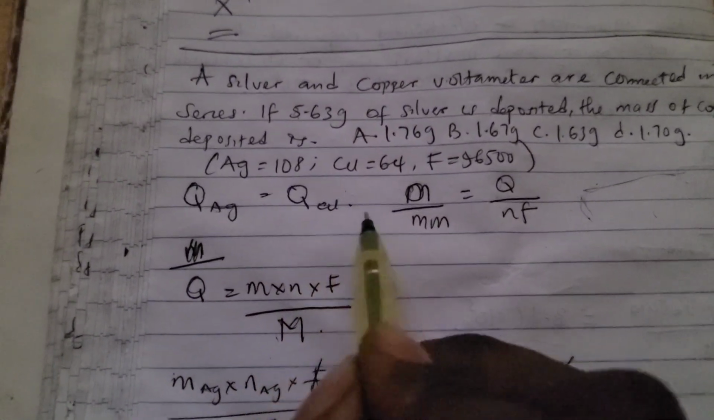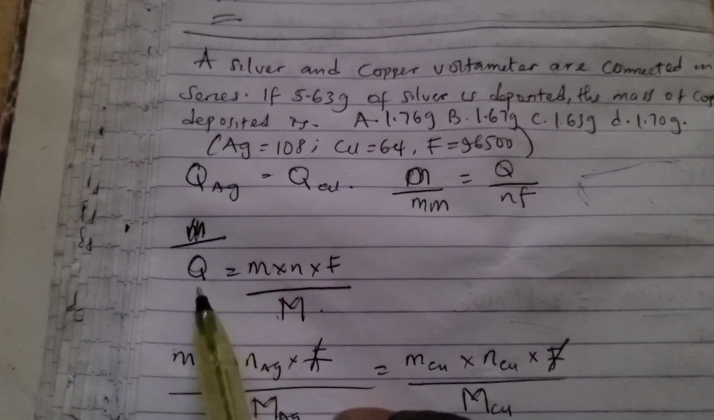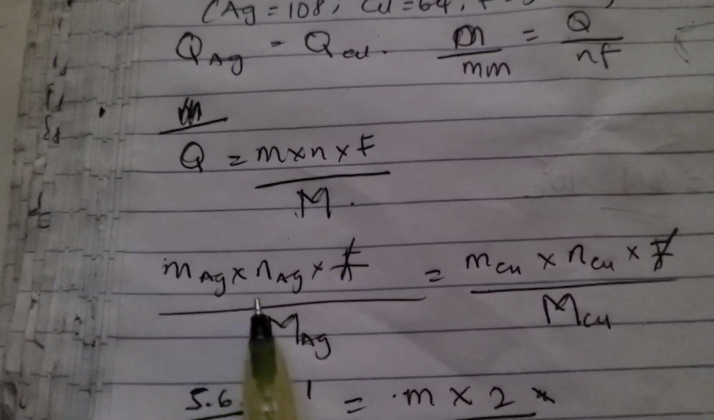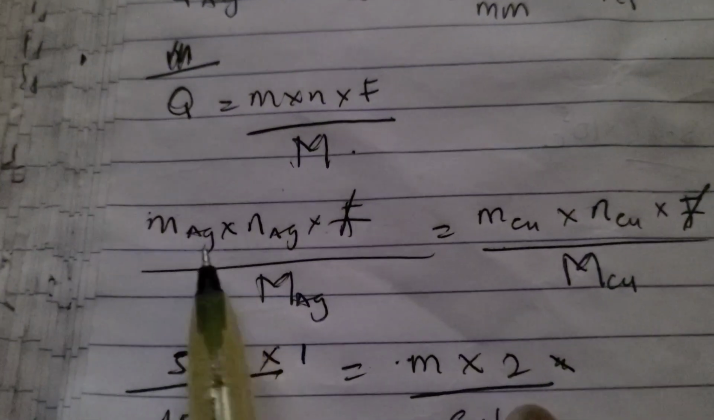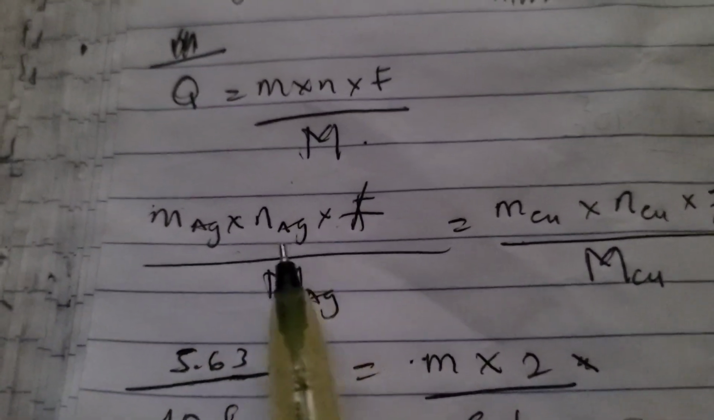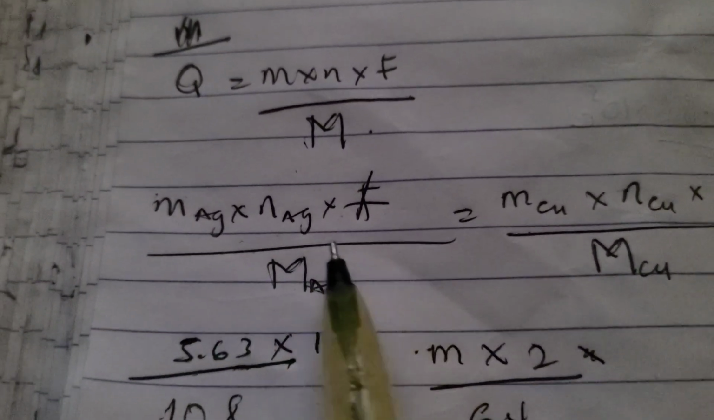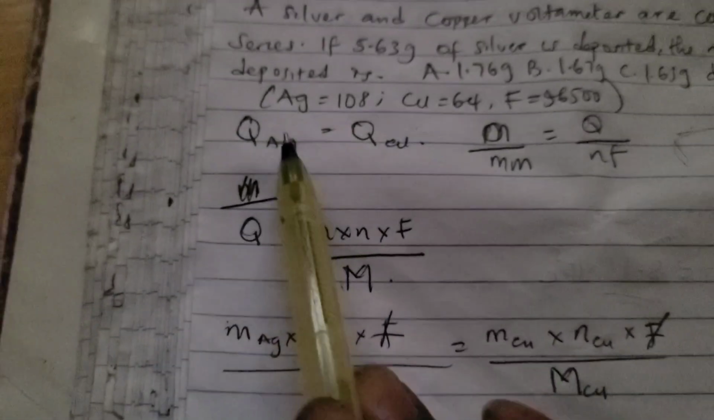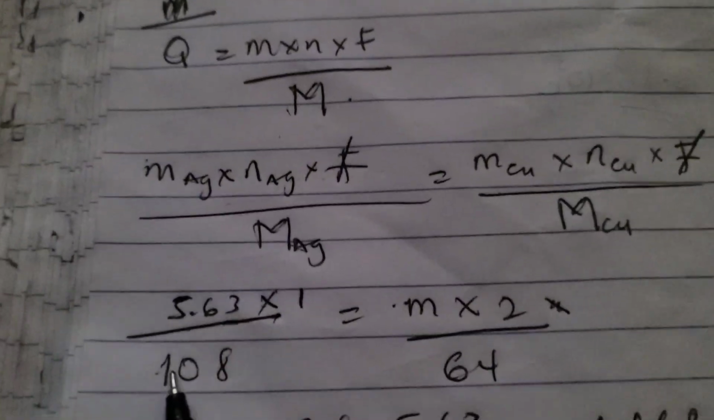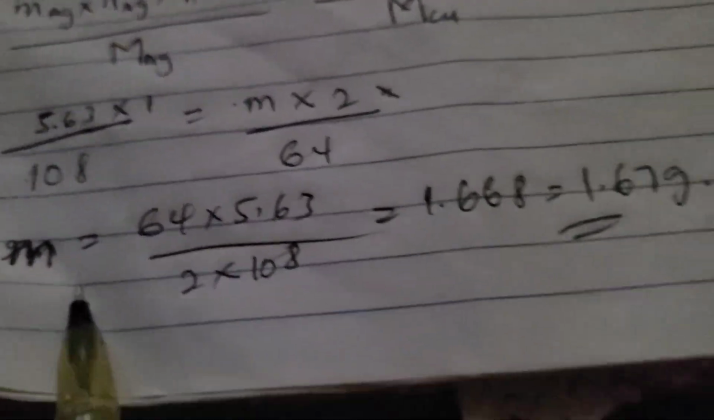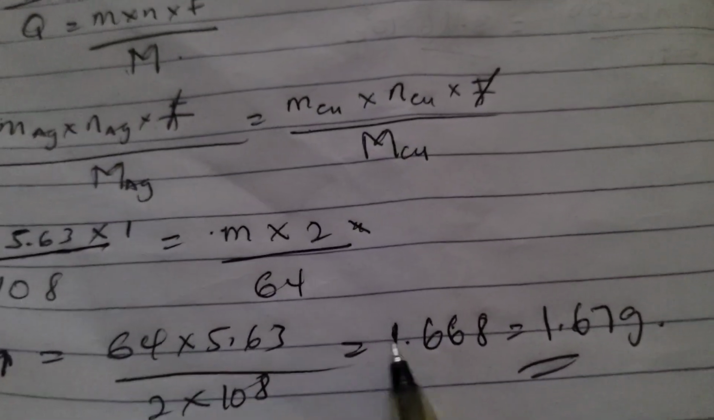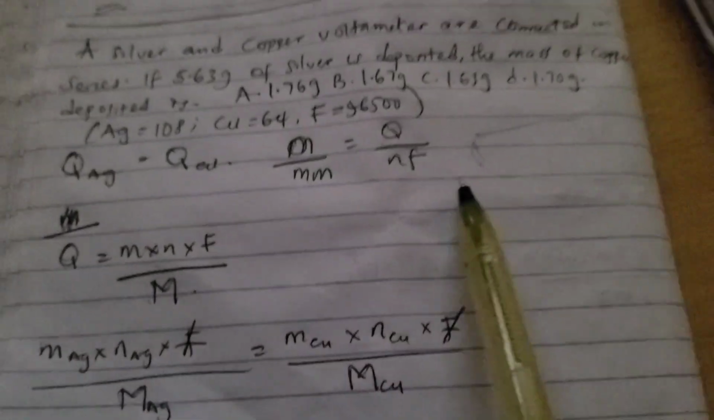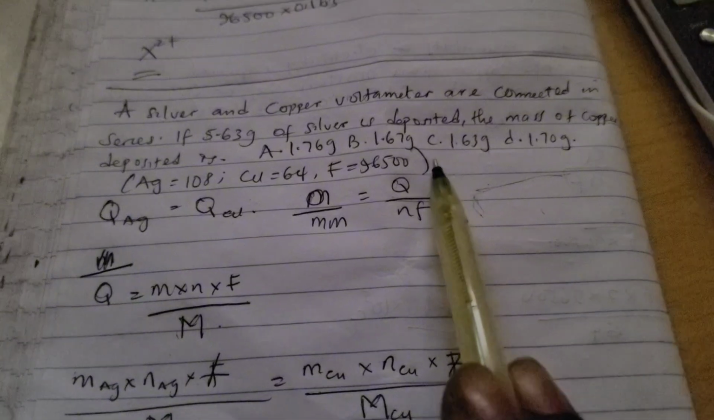So then you say quantity of electricity of silver equals quantity of electricity of copper. Then remember, you make Q your subject from that formula, so you get this. So then you relate them together. That's mass of silver times number of charges of silver over molar mass equals to this. Because they said Q equals Q, so you do that. Then you substitute your values into it. Then you get the mass of copper deposited to be 1.668, which is approximately 1.67. That's option B.